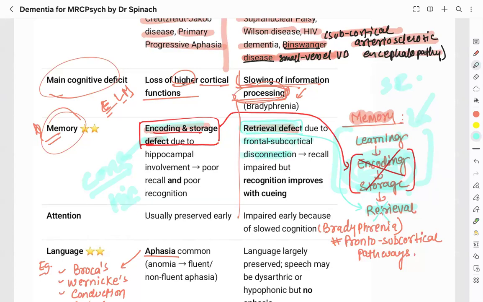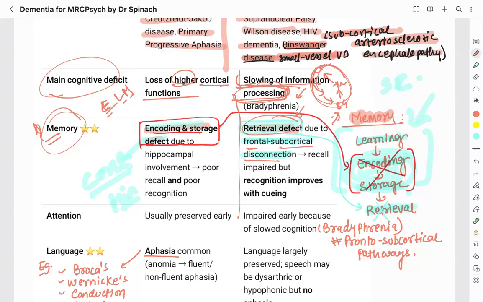So we have fronto-subcortical connections. We have the basal ganglia, we have the thalamus, and a loop is formed. The information comes in, the basal ganglia is involved, the thalamus is involved. The thalamus sends the signals to the cortex, the cortex tells it, okay, this is it, and then it comes back. So this fronto-subcortical connection is dysfunctional, and therefore the problem is in retrieval.